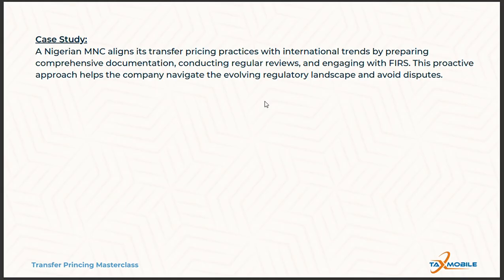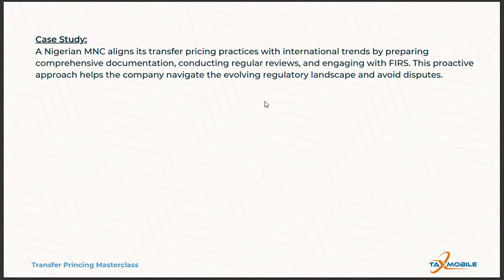So a case study now, let's consider the case of a Nigerian multinational corporation. To align its transfer pricing practices with international standards, the company prepares comprehensive documentation that includes the master file, local file, and the CBCR reporting. So the multinational enterprise conducts regular reviews of its transfer pricing policies and proactively engages with FIRS to ensure compliance.